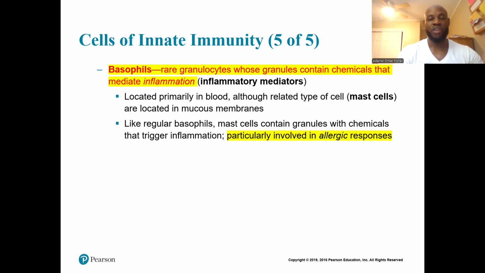Basophils, rare granulocytes, so they have the granules in the cells. Those granules contain chemicals that mediate inflammation. Located in the blood, particularly involved in allergic responses. And we're going to talk about those when we talk about allergies and allergens.